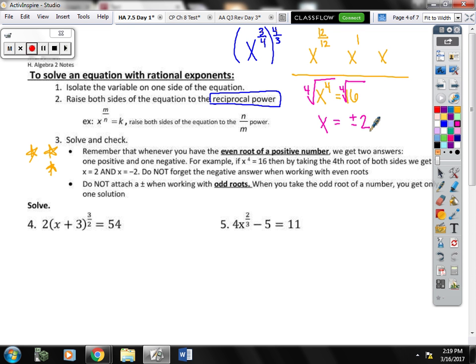Again, the reason that the positive and negative are necessary is because we added in this 4th root on our own. Technically, positive 2 to the 4th and negative 2 to the 4th are both solutions. So just be careful that if you have an even root, you do attach your positive or negative. When you have an odd root, you don't have to do that, because the cube root of, let's say, 27 is just 3, not positive and negative. So you just have to check if you're given an even or odd root.